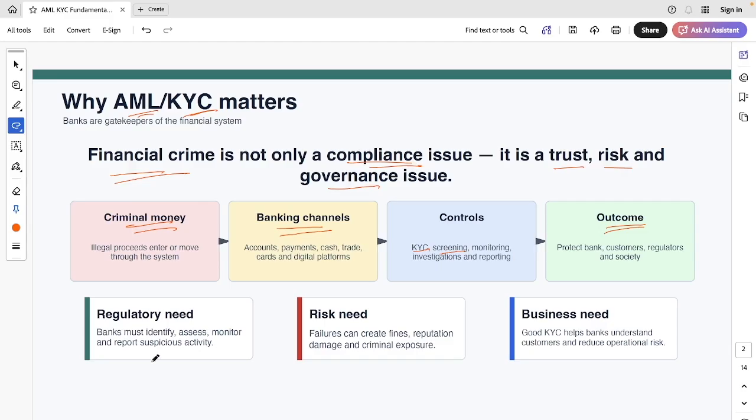From a regulatory perspective, banks must identify, assess, monitor, and report suspicious activity. From a risk perspective, failure can lead to huge fines, reputational damage, business restrictions, and even criminal exposure. And from a business perspective, that is from the bank's perspective, good KYC helps the bank understand customers better and reduce operational risk.